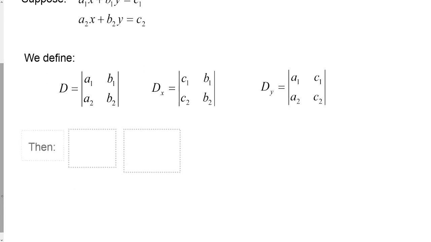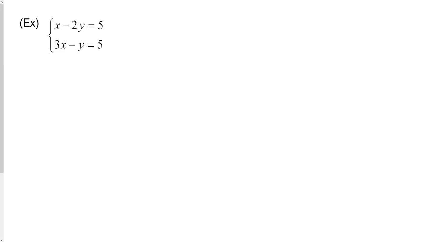With those three numbers, the solution to our system, the x-coordinate, is D sub x divided by D, and the y-coordinate is D sub y divided by D. So we can actually solve systems using determinants, but there's a little bit more work involved in using Cramer's rule than what we would have just using elimination. But I want to show you how it would work. So let's do this as an example.